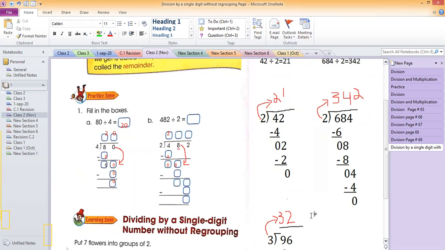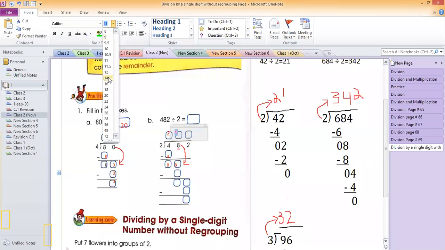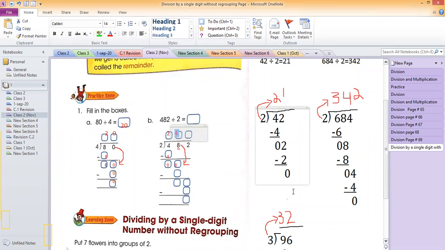2 multiplied by what equals 8? 2 1 2, 2 2 4, 2 3 6, 2 4 8. 2 multiplied by 4 equals 8. Okay. So you write here 4. Now what you need to do? Now you multiply this 2 by this 4. 2 multiplied by 4 equals 8. You write this 8 down.